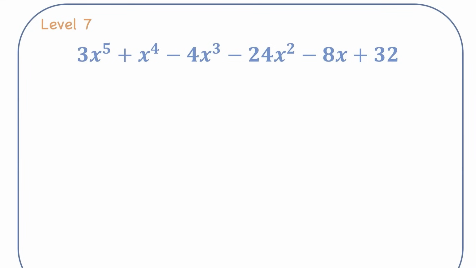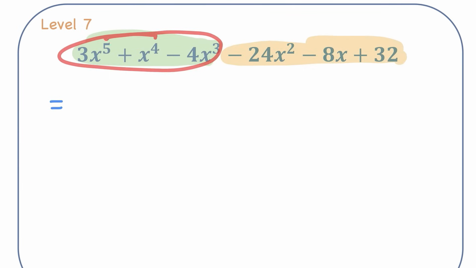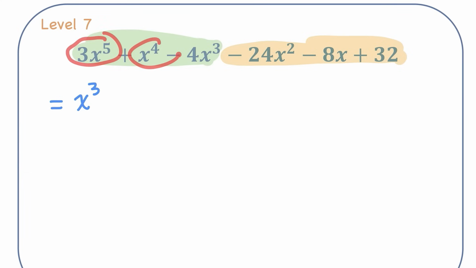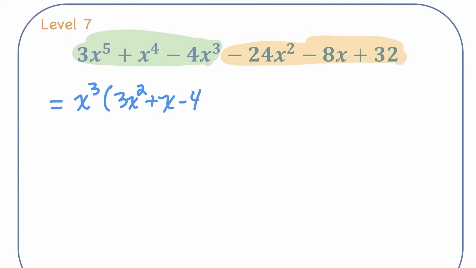This time I have an expression with 6 terms. Anytime there's an even number of terms, maybe grouping will work. So I'll think of the first 3 terms as a group, and the last 3 terms as a group. From the first group, I can take a common factor of x cubed, and when I divide all 3 of these terms by x cubed, I get 3x squared plus x minus 4.